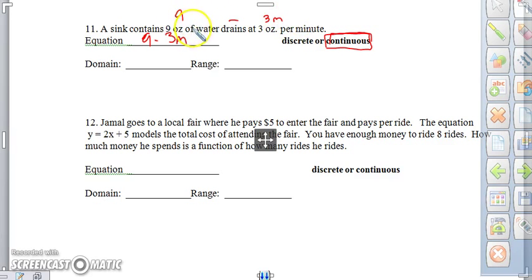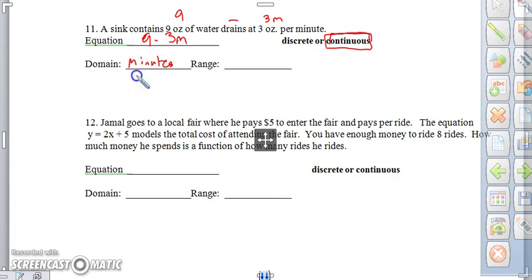Now this equation is going to be continuous, because we can actually find a point, say, at half a minute or a quarter of a minute. And when we subtract from 9, think about water going down a drain. It doesn't just go exactly 1 ounce, 2 ounces, 3 ounces. You can have fractions of that water go out. So you can actually have continuous numbers here. So the domain, what are we changing here? We're changing our minutes. So our domain is actually the minutes passed.